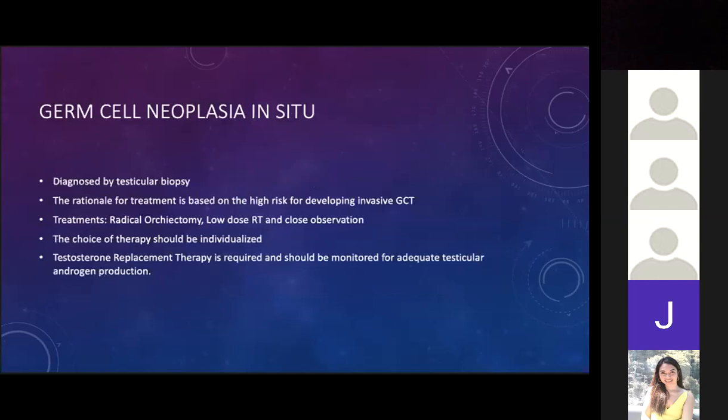For germ cell neoplasia in situ, it is diagnosed by testicular biopsy, and the rationale for treatment is based on the high risk for developing invasive GCTs. Treatments include radical orchiectomy, low-dose RT, and close observation. The choice of therapy should be individualized, meaning it's based on the patient's desire for future paternity, presence or absence of a normal contralateral testis, and the patient's desire to avoid testosterone replacement therapy. Testosterone replacement therapy is required and should be monitored for adequate testicular androgen production.